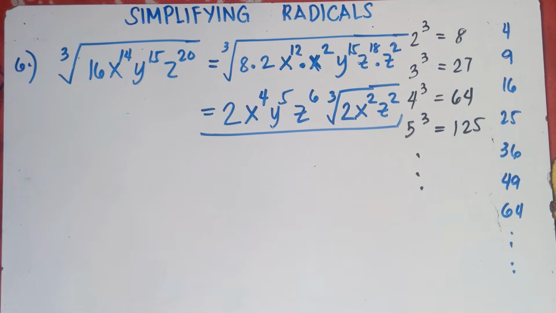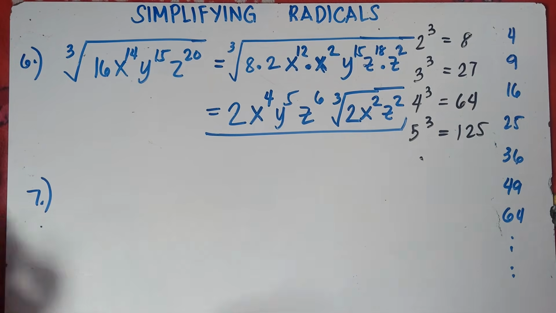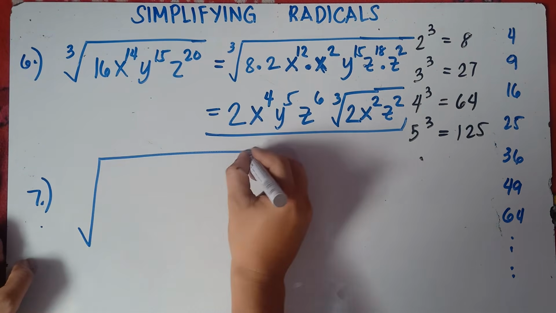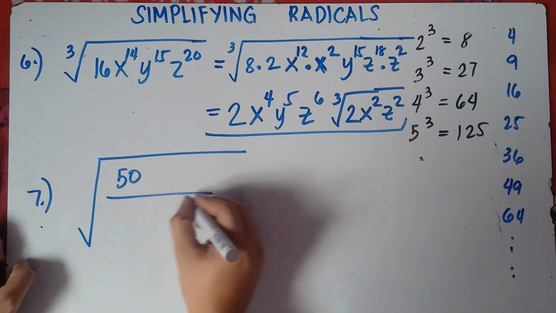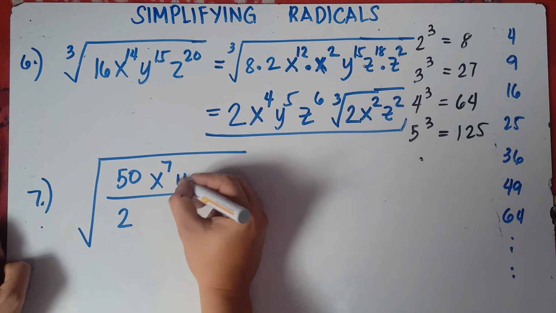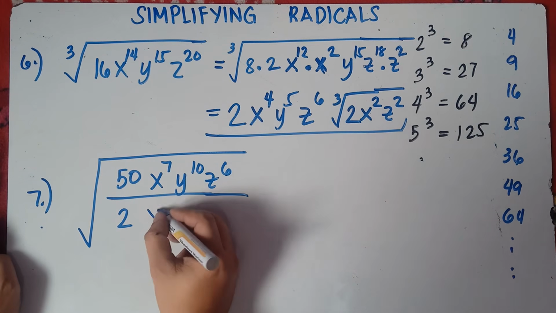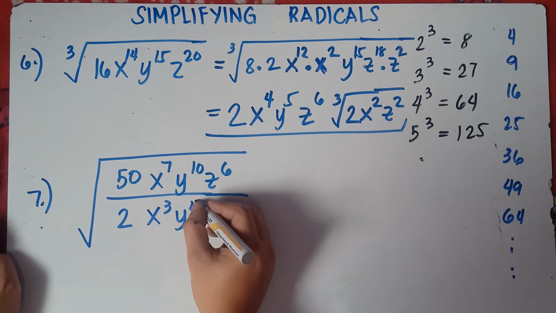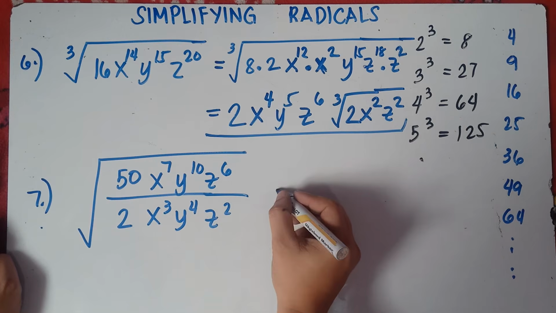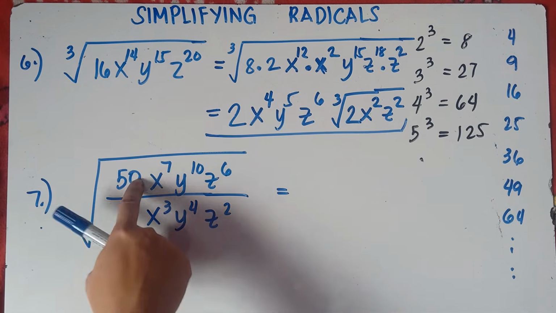Alright, quite complicated, right? So we need to do it step by step. Alright, so let's try another example, class. Example number 7. The square root of 50 over 2, x raised to the power of 7, y raised to the power of 10, z raised to the power of 6, over x cubed, y raised to the power of 4, z raised to the power of 2. Alright, so in this scenario, class, check first if we can divide the number.